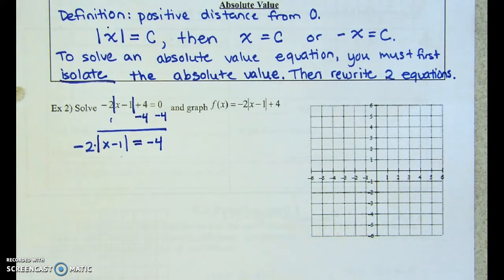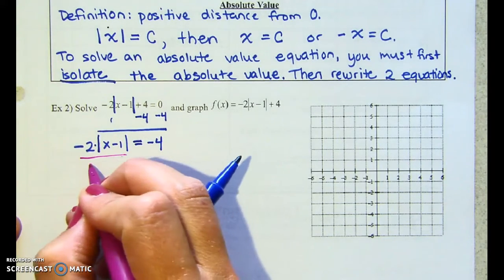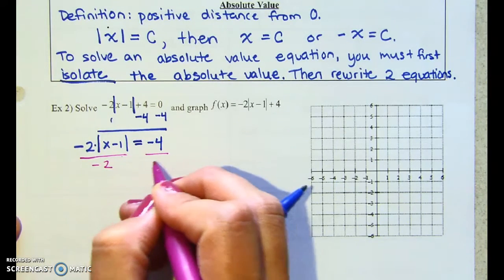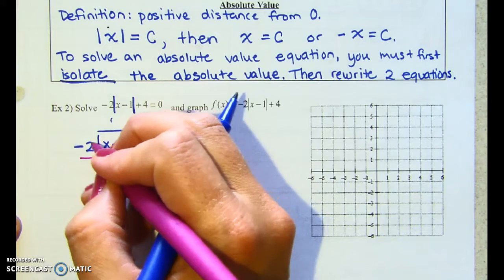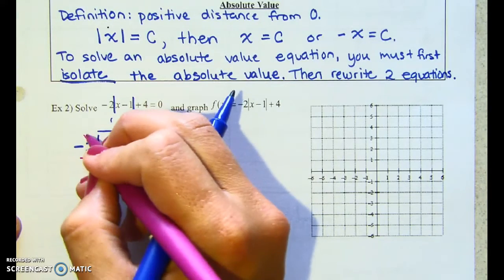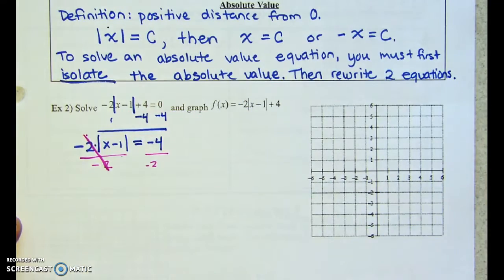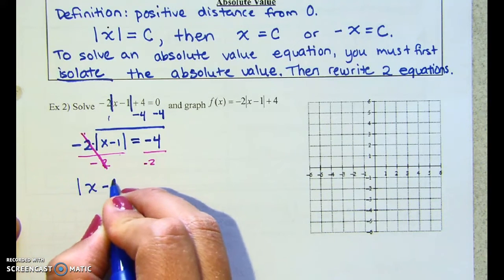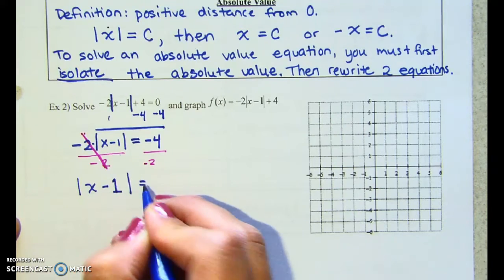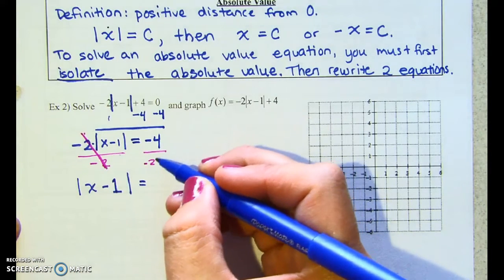So the inverse of multiplication is going to be division. So we're going to divide both sides by -2. And watch what happens. -2 divided by -2 is the number 1. When you cross it off, you think of that as a 1. So we have 1 absolute value of x minus 1 equals, what's -4 divided by -2?